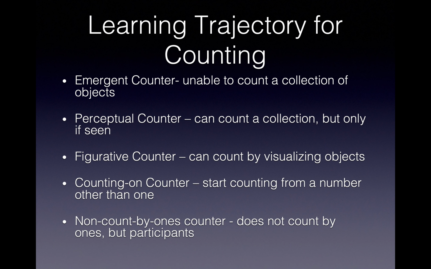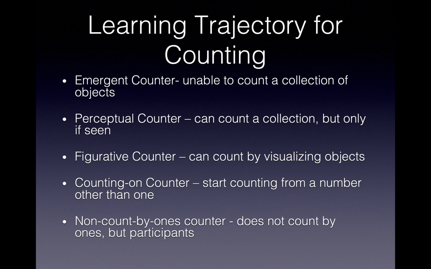Perceptual counters can count a collection of objects, but only if they see it. So they need to be able to look at it, and then count physically based off of that. Figurative counters allow us to imagine things that we've seen and count them in our mind. So you might flash up an image of 5 objects really quickly, hide that image, and ask how many were there. A figurative counter can visualize that number and say, I saw 5, here's what I saw. Counting on is the ability to count from a number other than 1. So many times when you see young children count, you'll hear them count always from 1.